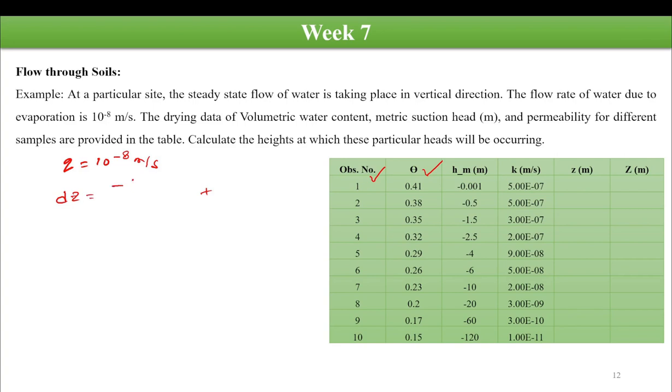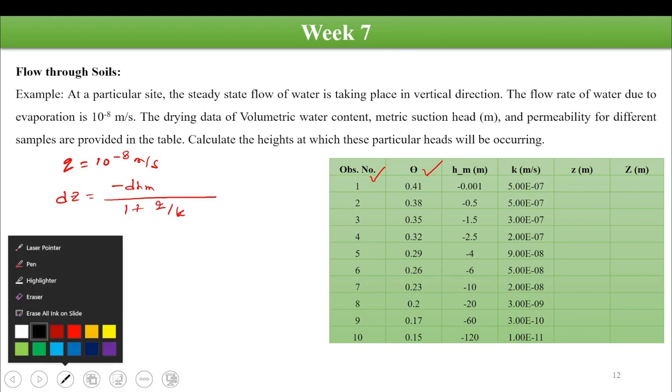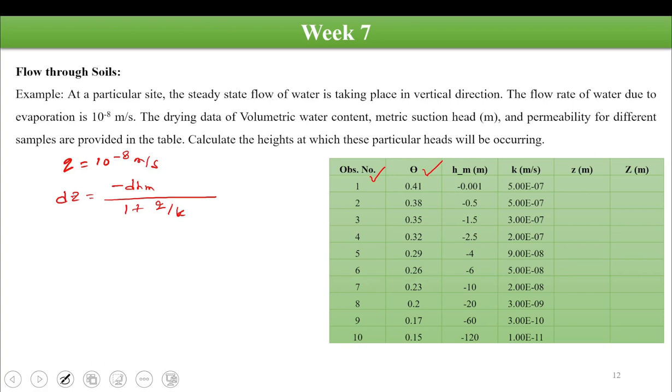dz is equal to minus dhm upon 1 plus q upon ks. Fine. This dhm is the change in the head at a particular depth. And if we want to determine the z, then we'll take a summation from i equal to 1 to n. Right? So we'll do this stepwise.